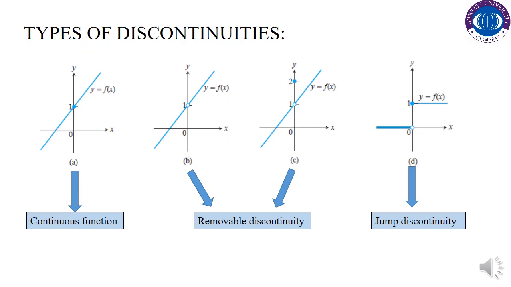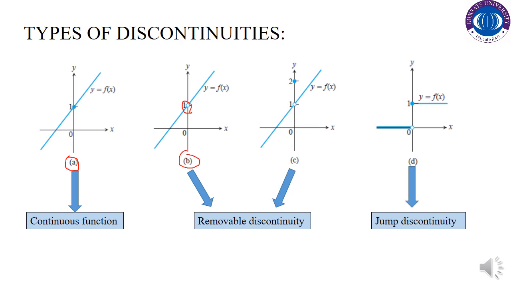Now we will discuss the types of discontinuities. In the graph A, there is no hole and no break. So this graph is a continuous function. There is no discontinuity at any point. Now look at the graph B. There is a hole at point 0. That means the function is not defined at 0.